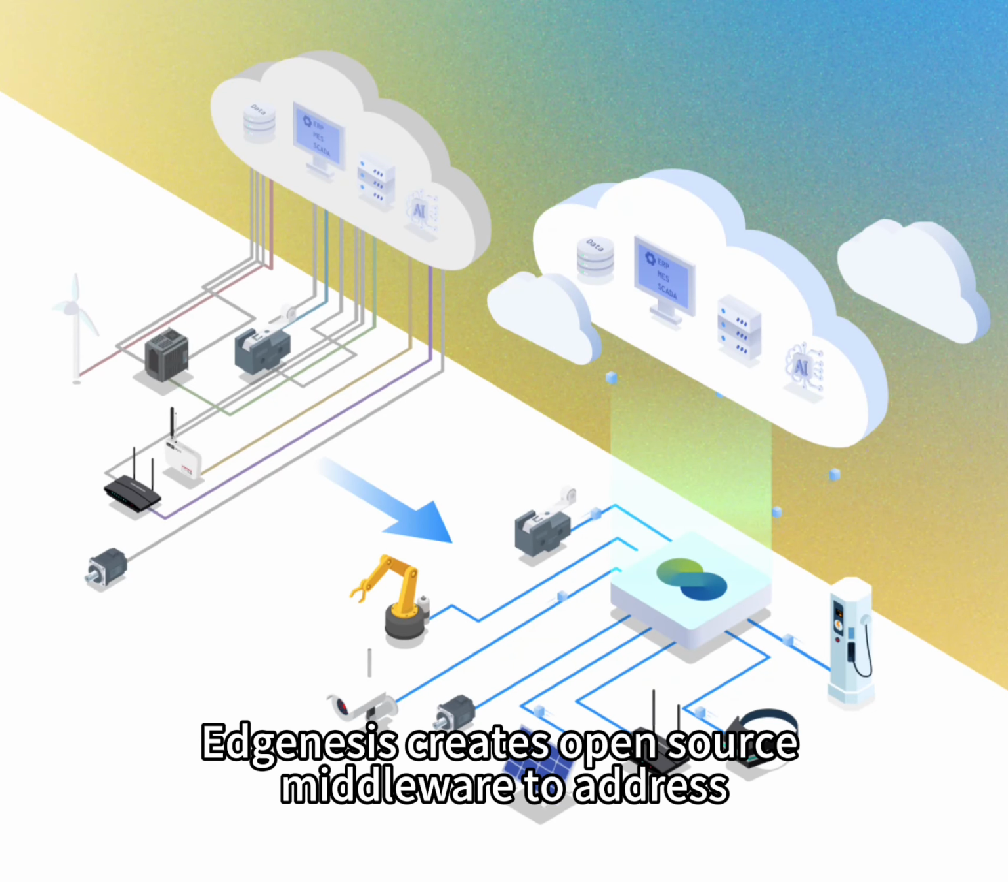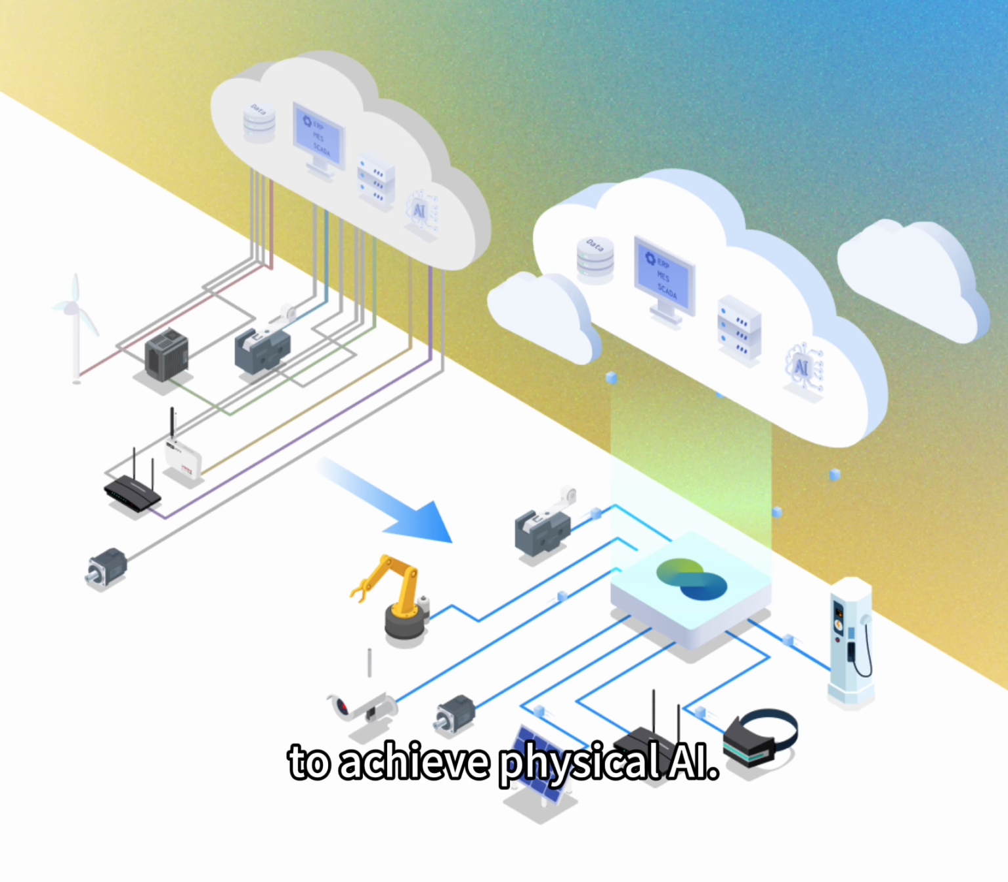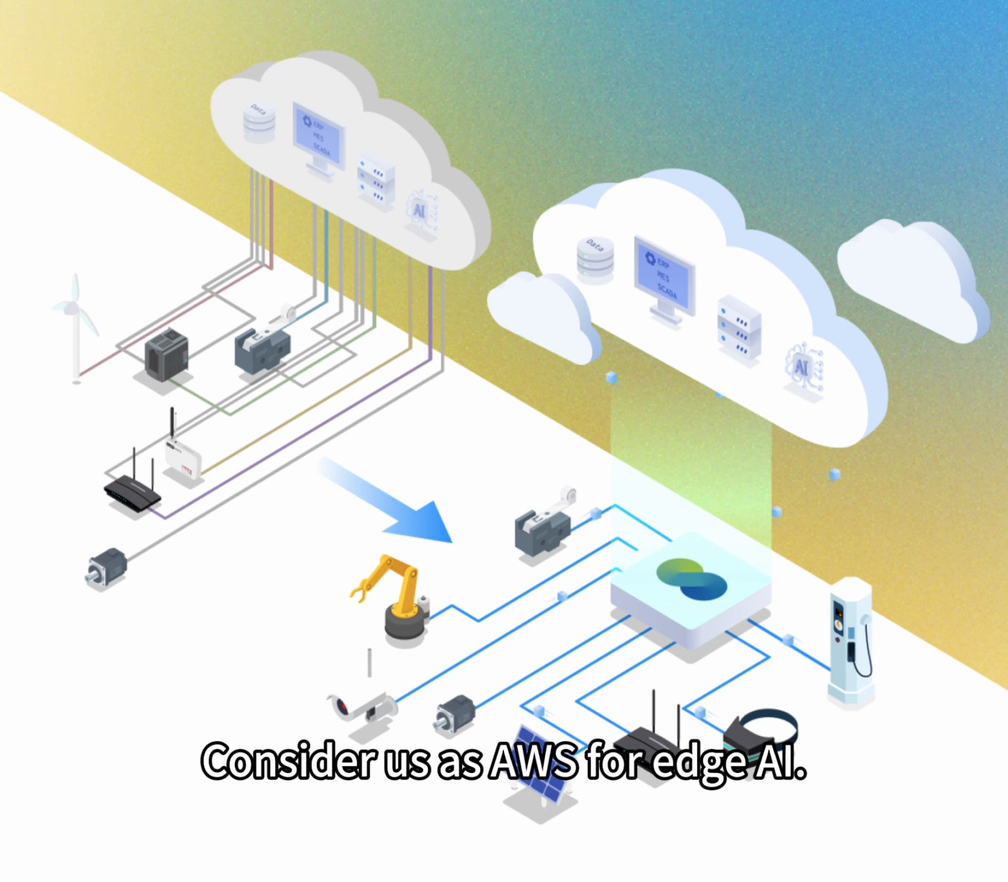Genesis creates open-source middleware to address interoperability problems of AI and IoT devices to achieve physical AI. Our business model is EAS, Edge as a Service. Consider us as AWS for Edge AI.